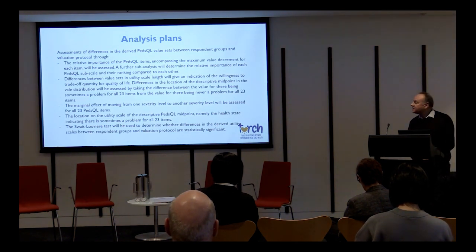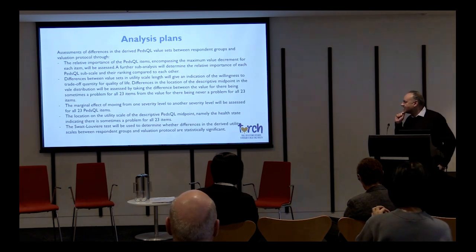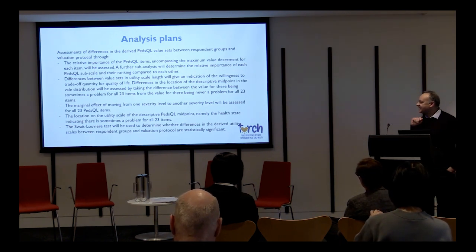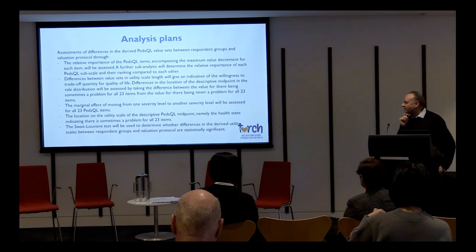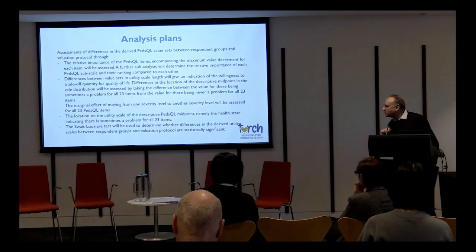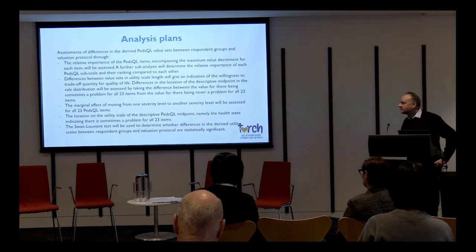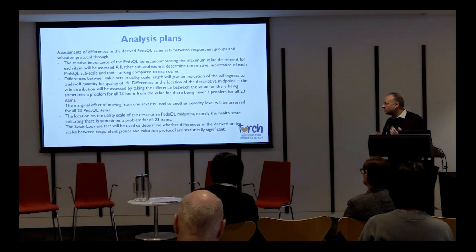And for each of these value sets, we're going to be locating on the utility scale the descriptive Petrou midpoint. So mainly the health statements indicating some problems for each of the 23 Petrou items. And then there's the final plan, which is to use a particular statistical test called the Swint-Nuffield test to determine whether the differences in the derived utility scales between these different respondent groups and different valuation protocols are statistically significant.